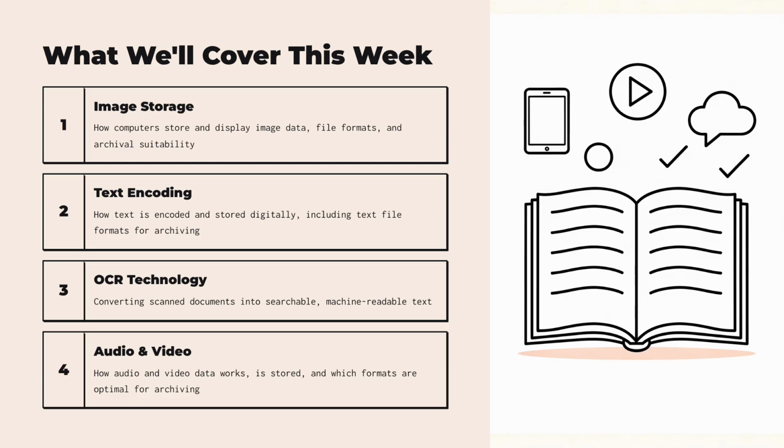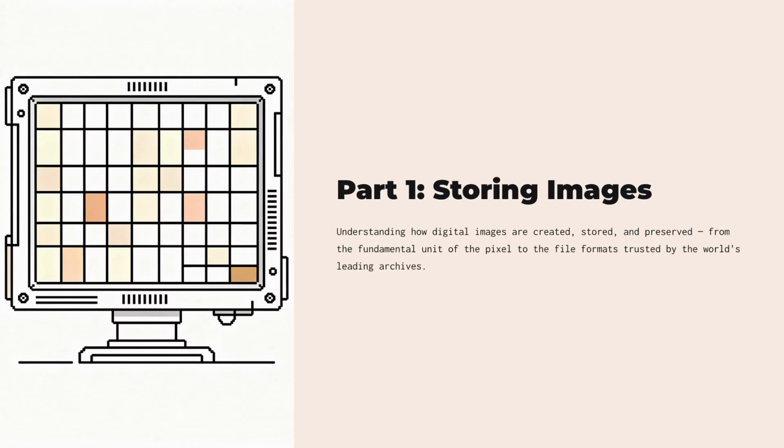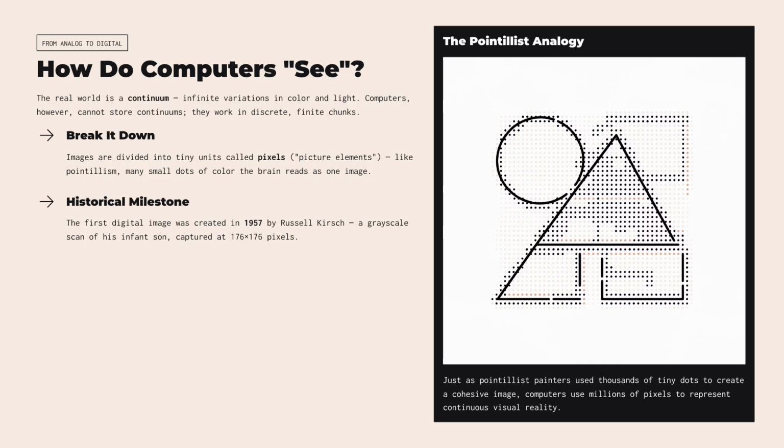Let's get into it. Here's the fundamental problem computers face with images. The real world is continuous. Step outside and look at a tree. The colors you see transition seamlessly. Infinite gradations of green, brown, light, and shadow. A computer cannot store that. Infinite data requires infinite storage, and storage is always finite.